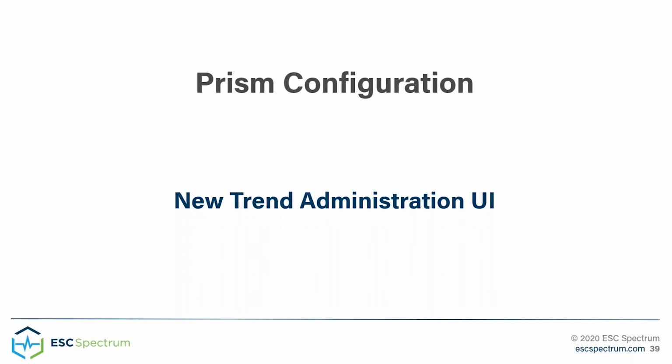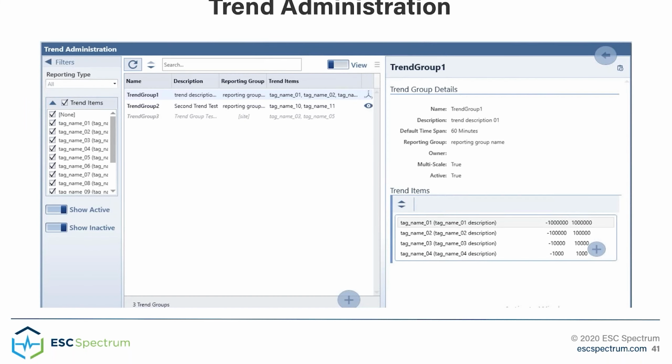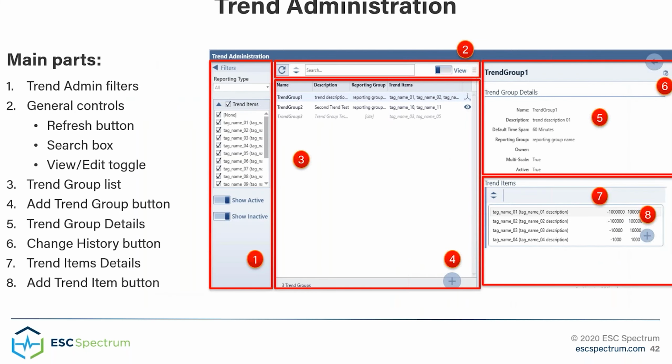Keeping with improving the user interface, the trend administration user interface was updated. Previously, the alarms administration was reworked with this new interface. And once we got that UI pattern all laid out and figured out, it's now been applied to the trends administration. So now if you go to the trends administration, you'll see something like this, where there are a few main parts. On the left-hand side, the number 1 area, you have all your filtering controls. You can really dig in on what you're trying to find.